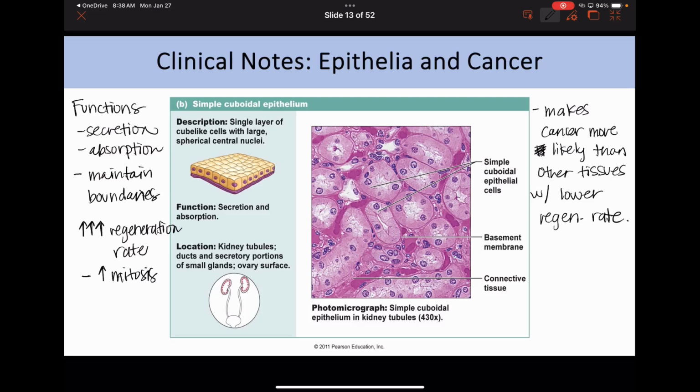Does that make sense? The more mitosis you do, the more chances you have to make a mistake, cause a mutation that will then lead to cancer. Okay, I'm going to make a couple of notes about epithelial tissue cancer. And a lot of this is probably in your notes, so you can just follow along.